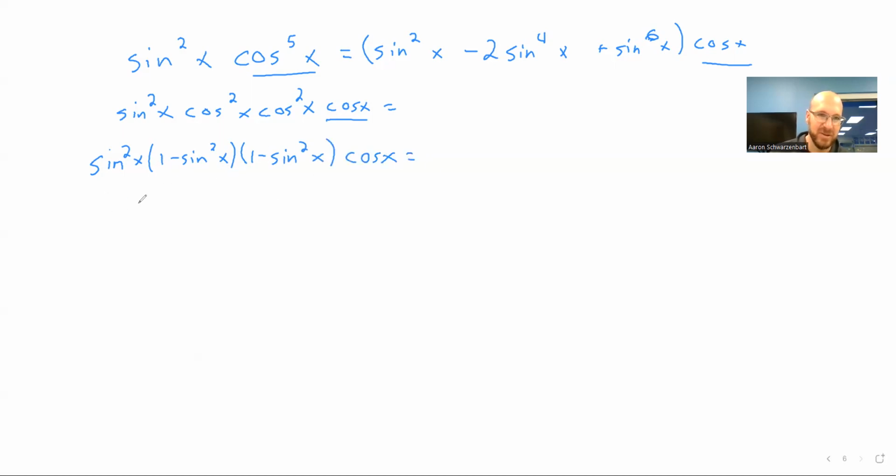I'm going to FOIL out 1 minus sine squared. I'm going to do that before I distribute. It doesn't matter if you distribute the sine squared in first or FOIL that first. And when I do that, I get 2, no, not 2, 1. 1 times 1 is 1. Minus sine squared x minus sine squared x, which is 2 sine squared x. Plus negative sine squared times negative sine squared is sine to the 4th.